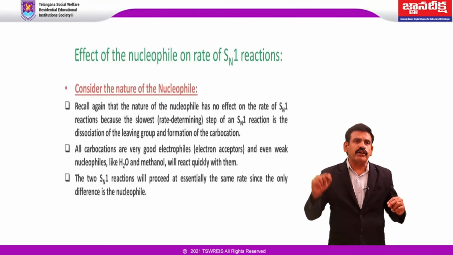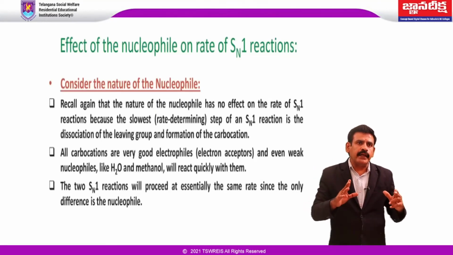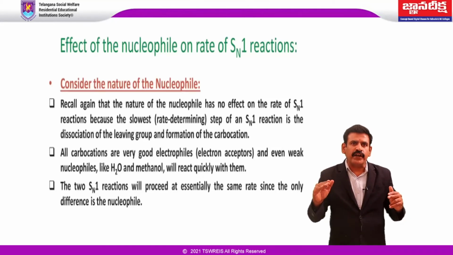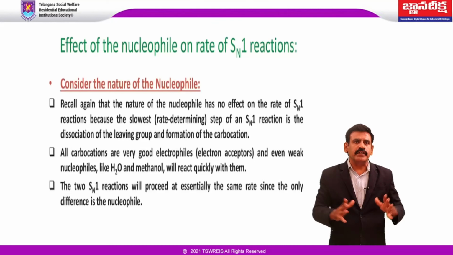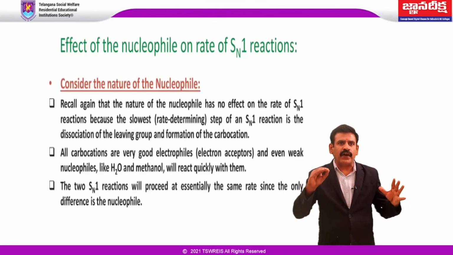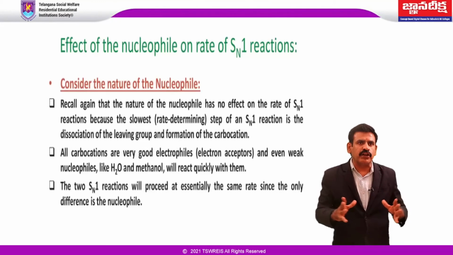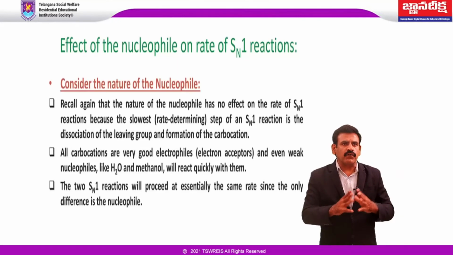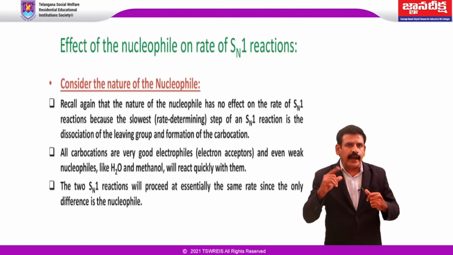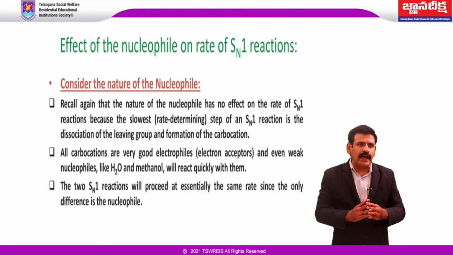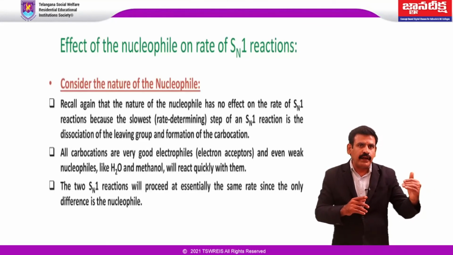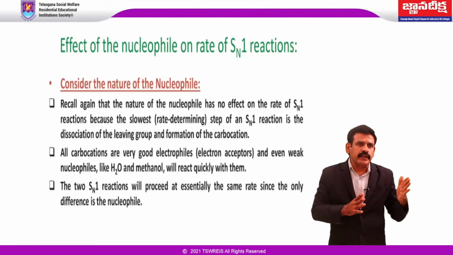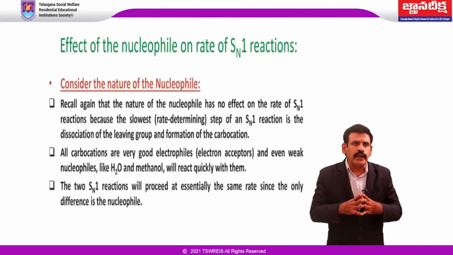So consider the nature of the nucleophile. Recall again that the nature of the nucleophile has no effect on the rate of SN1 reactions, because the slowest, rate-determining step of an SN1 reaction is the dissociation of the leaving group and formation of the carbocation. All carbocations are very good electrophiles, so electron acceptors, and even weak nucleophiles like H2O and methanol will react quickly with them. So the two SN1 reactions will proceed at essentially the same rate, since the only difference is the nucleophile.